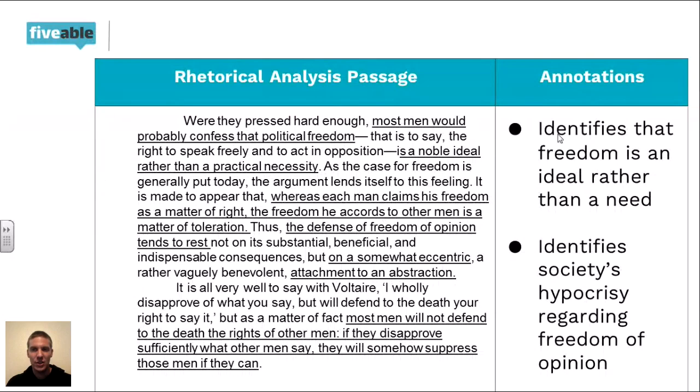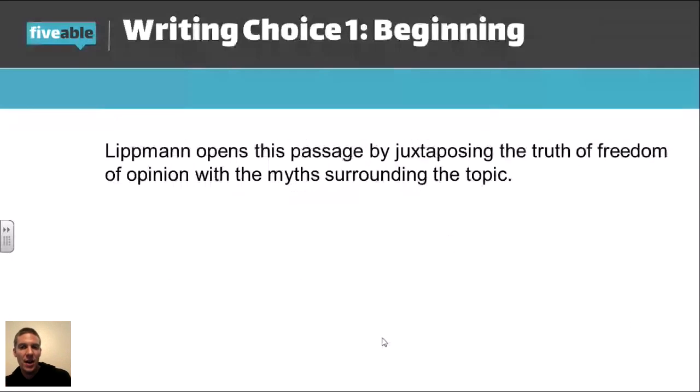Here are my annotations again. Let's take a quick glance at them. In the first paragraph, he identifies that freedom is an ideal rather than a need. And then he identifies society's hypocrisy regarding freedom of opinion. Again, I'm not summarizing, so I'm pulling out what's the writing choice? What's he doing effectively at the very beginning? If I can take these two paragraphs and say what's the strategy that's overarching over both of them, here'd be my topic sentence. Lippmann opens this passage by juxtaposing the truth of freedom of opinion with the myths surrounding the topic.